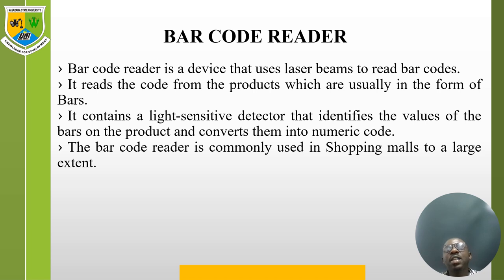A barcode reader is a device that uses laser beams to read barcodes. All right? It reads the codes of the products, which are usually in the form of bars. It contains a light sensitive detector that identifies the values of the bars on the product and converts them into numeric codes. The barcode reader is commonly used in shopping malls to a large extent.